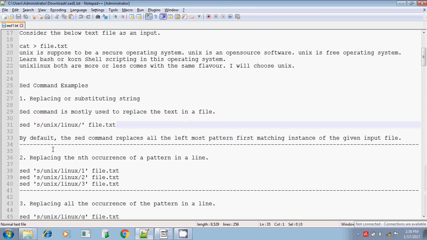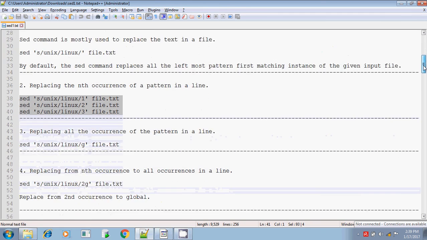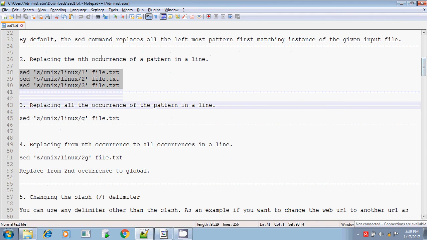So these are the things we have discussed. Here, the same thing which I demonstrated now, /1, 2 and 3, means only the first matching, second matching and third matching. So we can say it is the nth occurrence of the pattern in a line. And if you want to replace all the patterns, then you can simply give /G. And if you want to replace from the second matching instance to all the matching instances, then you can give the number 2G. 2G means from the second matching instance to all the instances.